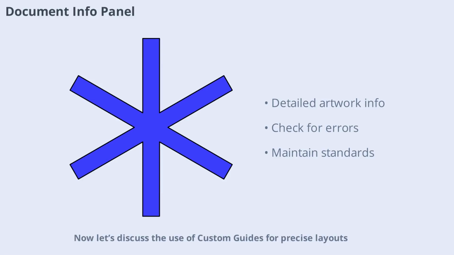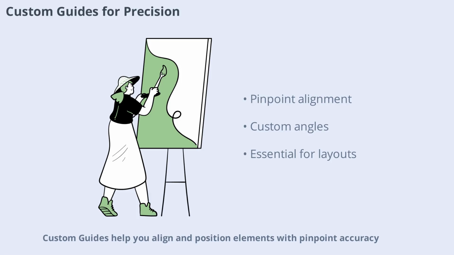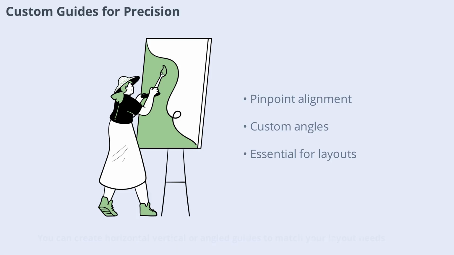Now let's discuss the use of custom guides for precise layout. Custom guides help you align and position elements with pinpoint accuracy. You can create horizontal, vertical, or angled guides to match your layout needs. Locking guides ensures they stay in place while you work. Guides are essential for grid-based design, print layouts, and any project where alignment matters. By mastering guides, you'll achieve cleaner, more professional results.